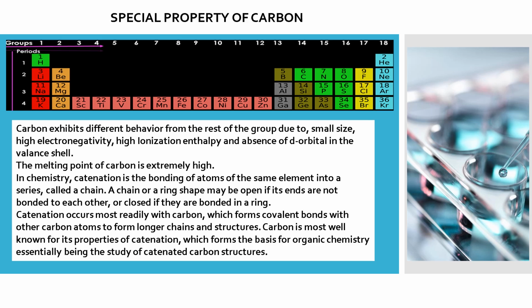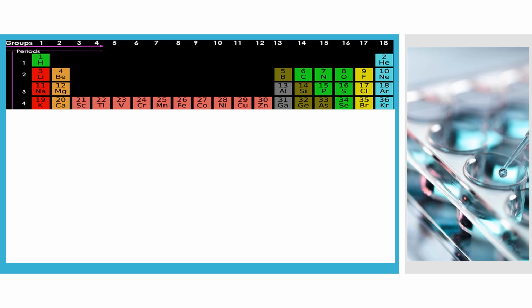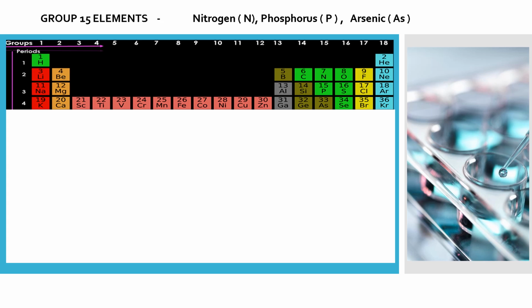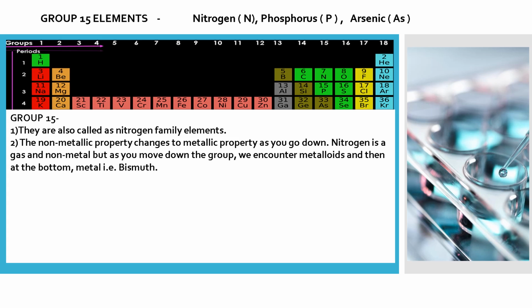Arriving at the group 15 elements, these elements are basically nitrogen, phosphorus, arsenic and so on. These elements are called nitrogen family elements. The non-metallic property, which starts with nitrogen, goes to metallic property as you go down. For example, nitrogen is a gas and non-metal. But as you move down the group, we encounter metalloids and then at the bottom you get bismuth, which is a metal. The configuration in the valence shell of these elements is ns2 np3, 5 electrons in the outermost shell.